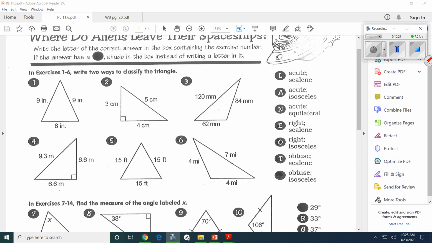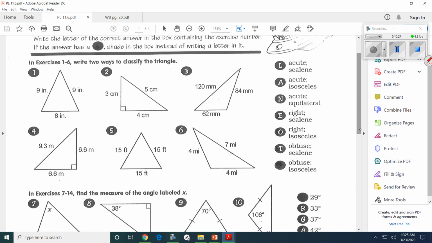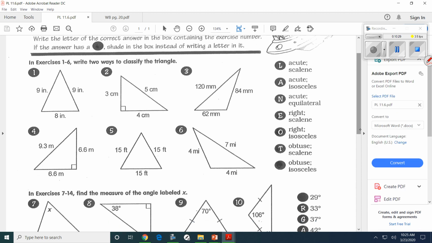Okay, I've pulled up one of your assignments here. On the first part, they ask you to classify. That means to name it with two names, one name based on the angle, one name based on the length of the sides. So let's just try the first one. If you look here, none of these are greater than 90 degrees, so we know that's an acute. And if you look at the lengths of the sides, we have 8, 9, and 9. 9 are the same, so two sides are the same, so that would be an acute isosceles.